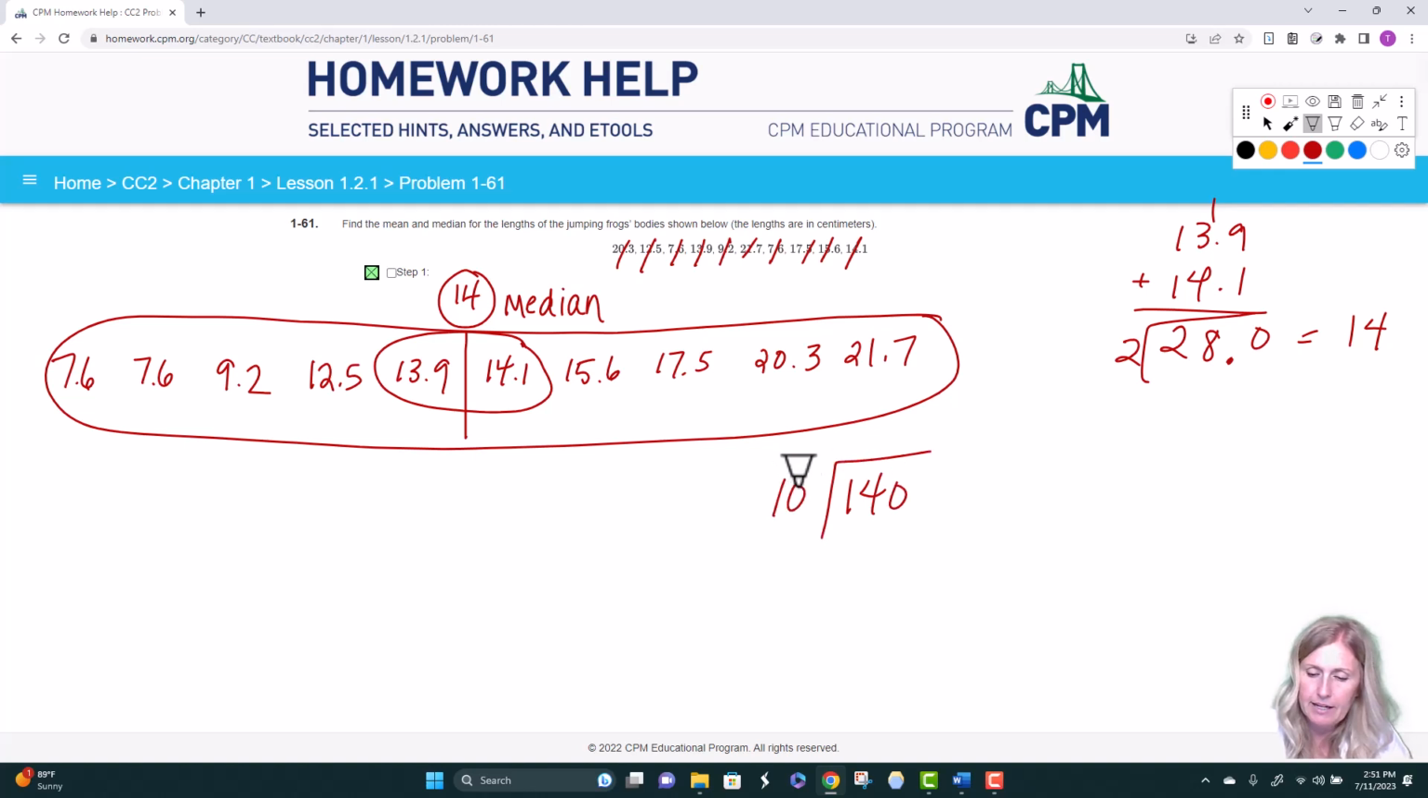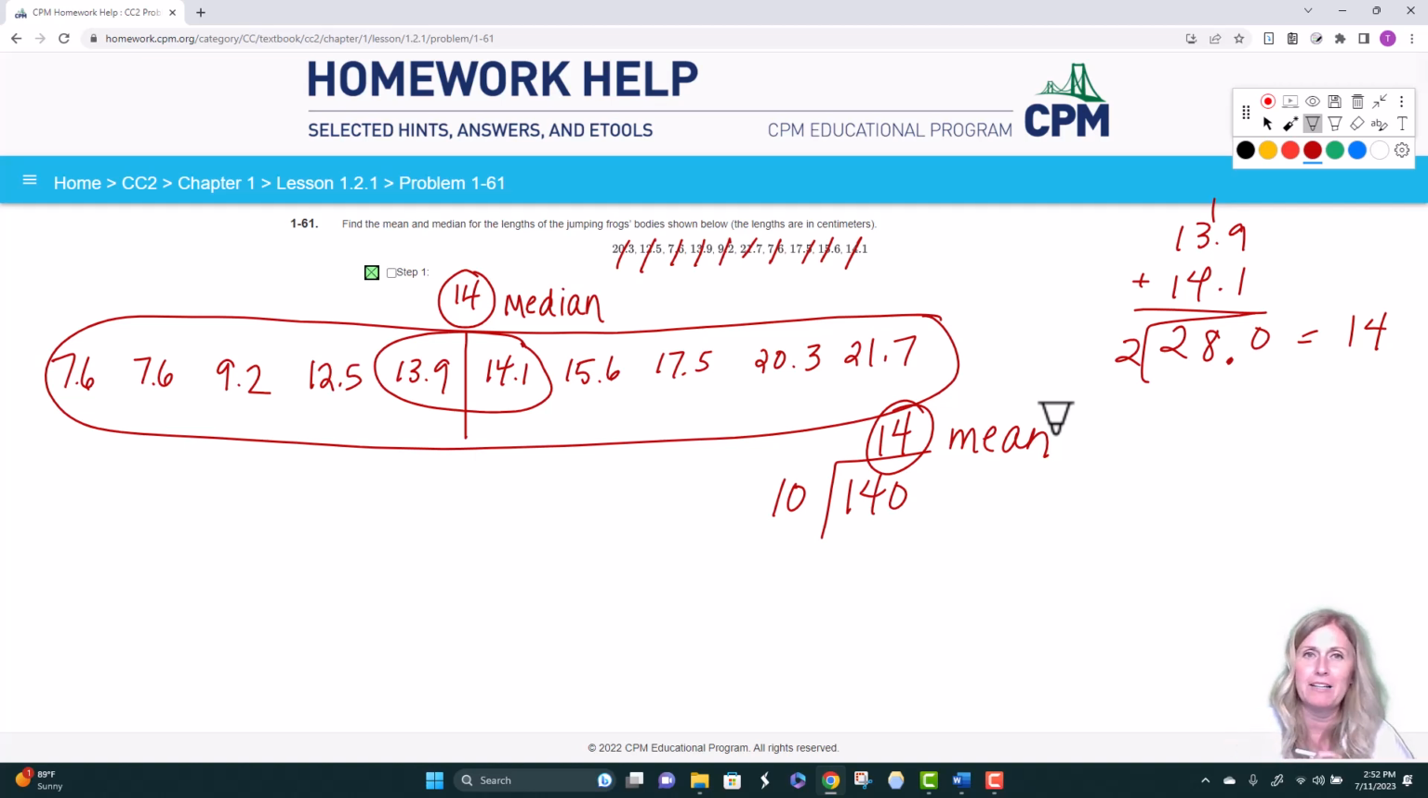Now don't think that every time you do this, your mean and your median is going to end up being the same number. I've seen it happen sometimes, but more often it's not the case. So just be careful and don't always assume that if you find the median, that's also the mean.